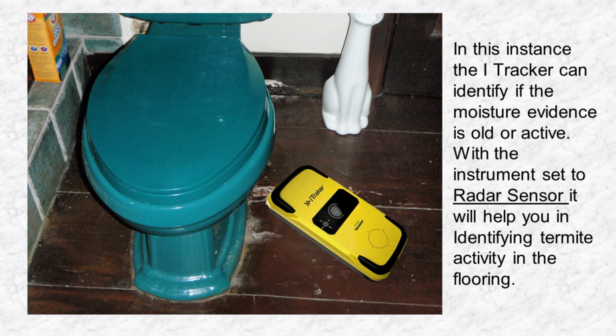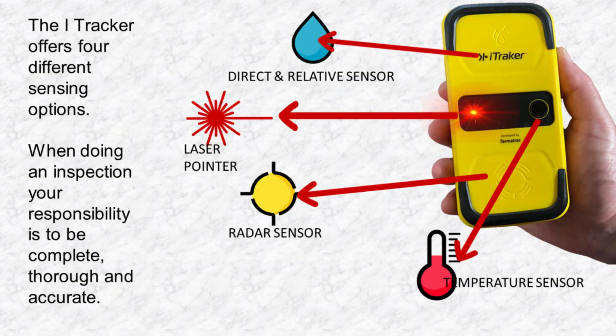In this instance, the eye tracker can identify if the moisture evidence is old or active. With the instrument set to radar sensor, it will help you in identifying termite activity in the flooring. The eye tracker offers 4 different sensing options. When doing an inspection, your responsibility is to be complete, thorough, and accurate.